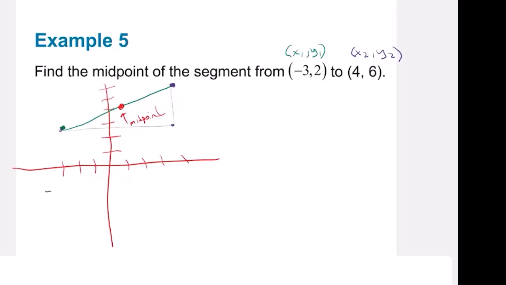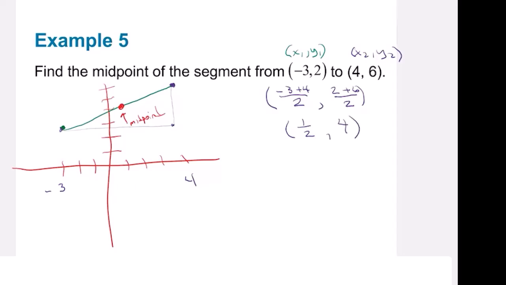This is -3 and this is 4. And if I want to find the distance between those two, I can subtract them. So I know the difference between those 2 points is 7. If I use the formula, which is I add the two x values and I divide by 2, and then I add the two y values and divide by 2, what do I get? I get 1/2, comma, 4.